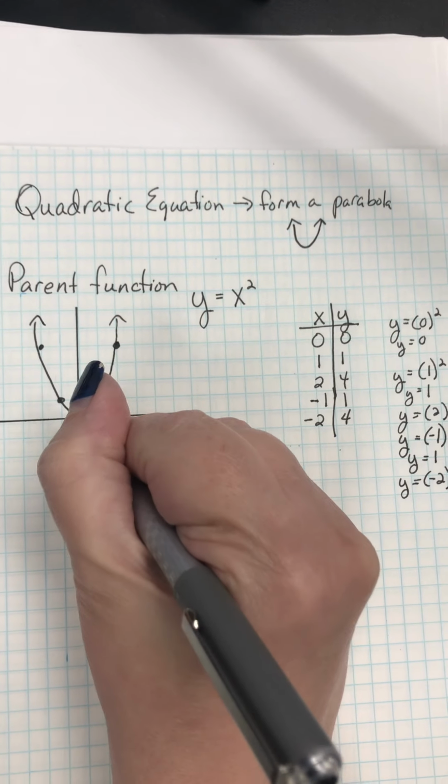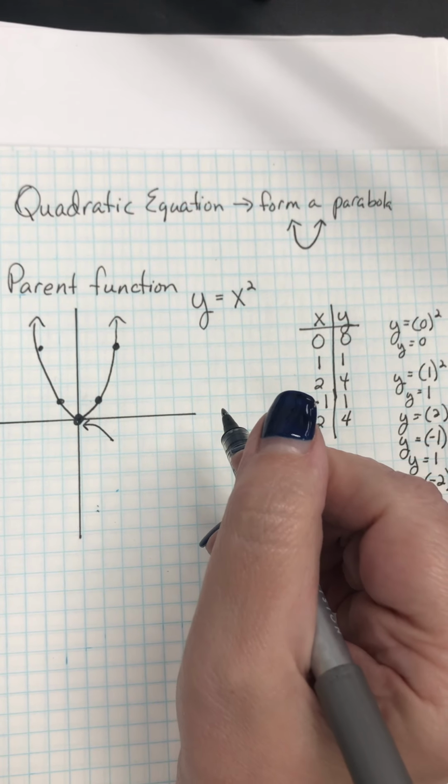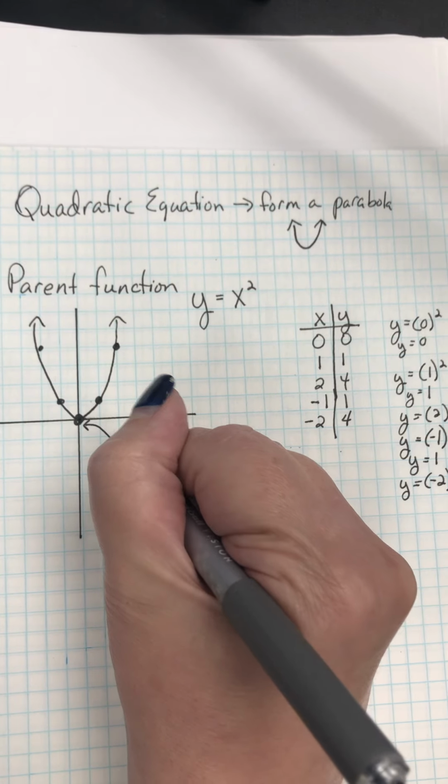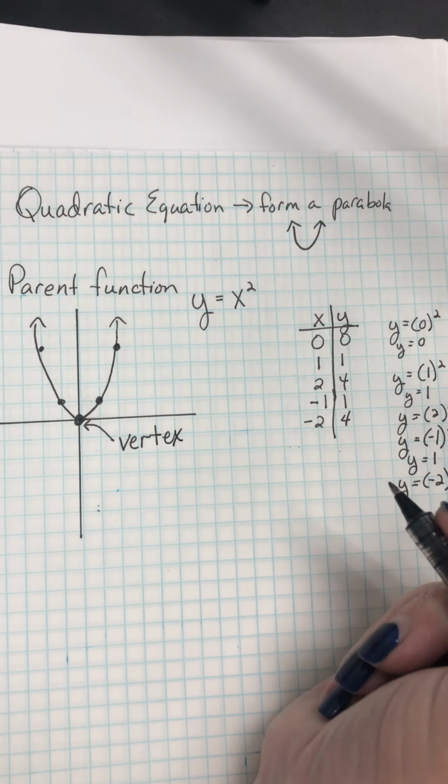Just a reminder, this point is very important. Either the lowest or the highest point in a parabola is very important, and we refer to that as our vertex.